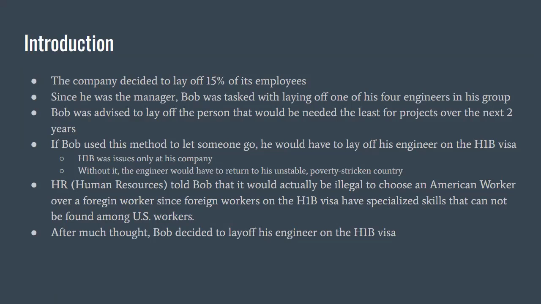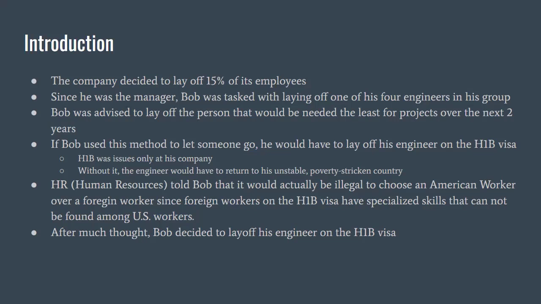This was a bit of an issue because the H-1B visa was only issued to employees at his company. Without it, the engineer would have to return to his unstable, poverty-stricken country. Human Resources told Bob that it would actually be illegal to choose an American worker over a foreign worker, since foreign workers on the H-1B visa have specialized skills that cannot be found among U.S. workers. With this in mind, after so much thought, Bob decided to lay off the engineer on the H-1B visa. This is the main ethical decision here: whether Bob should have fired this particular engineer or not.